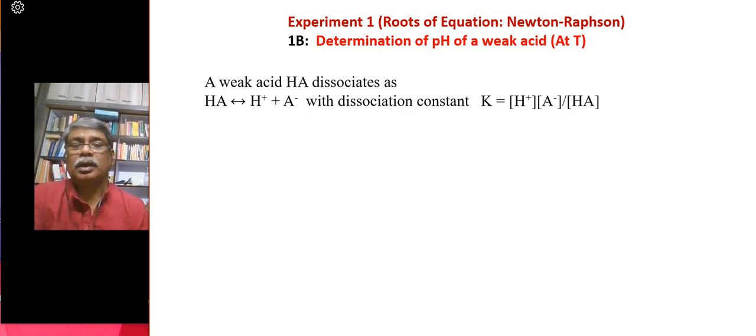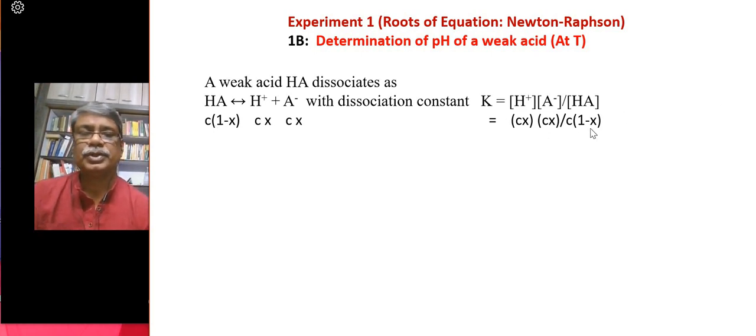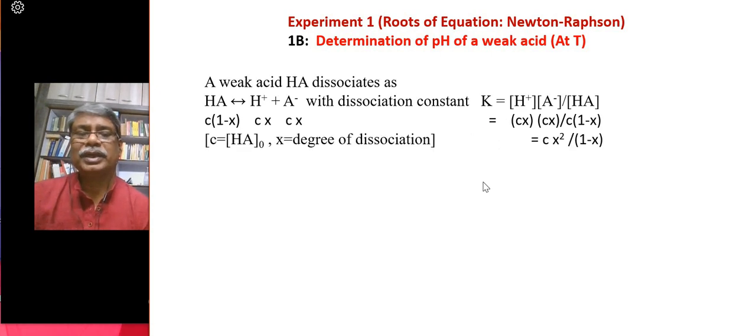The mathematical problem is like this. You have an acid HA that dissociates into ions, and at equilibrium the dissociation constant looks like this. If X is the degree of dissociation and C is the initial concentration taken of the weak acid, then of course you know from preliminary higher secondary level chemistry that the remaining concentrations of the three species are Cx, Cx and C into 1 minus x. If you put these here, you can get K as Cx square by 1 minus x.